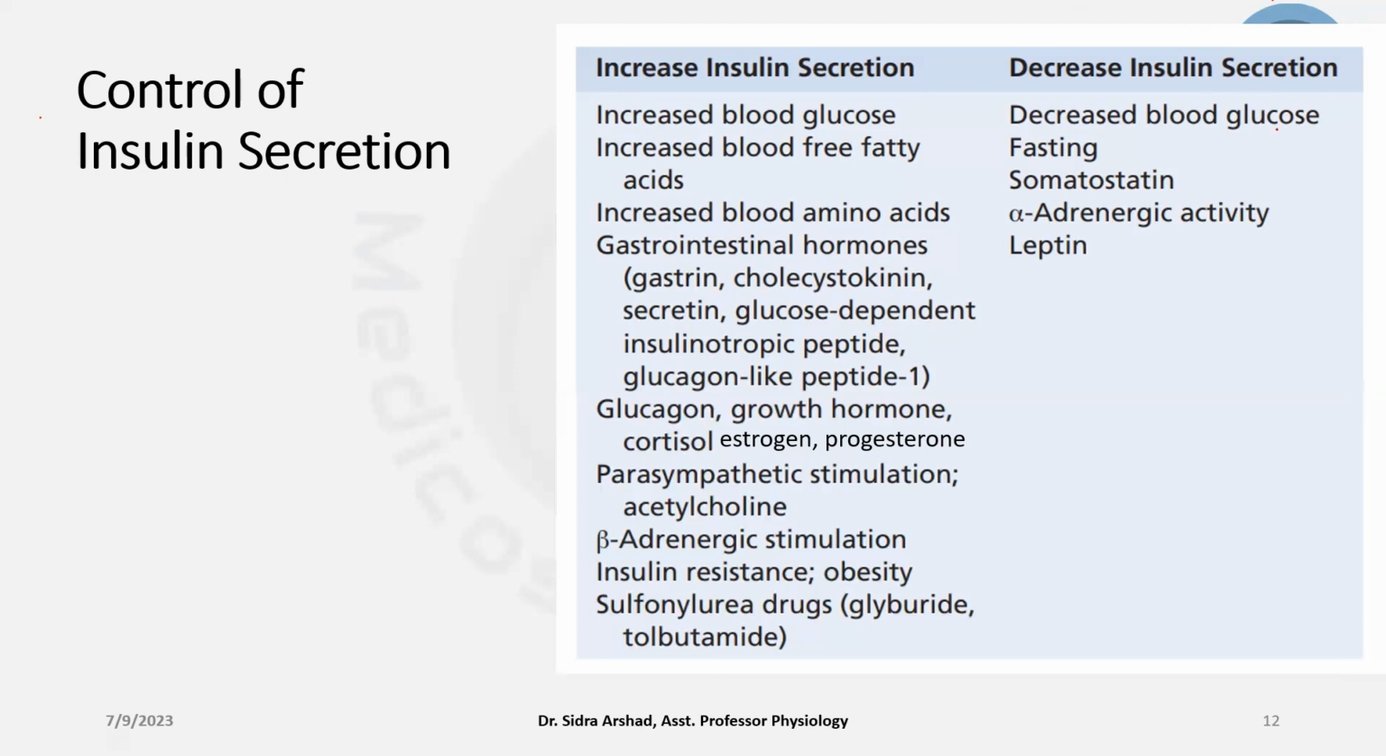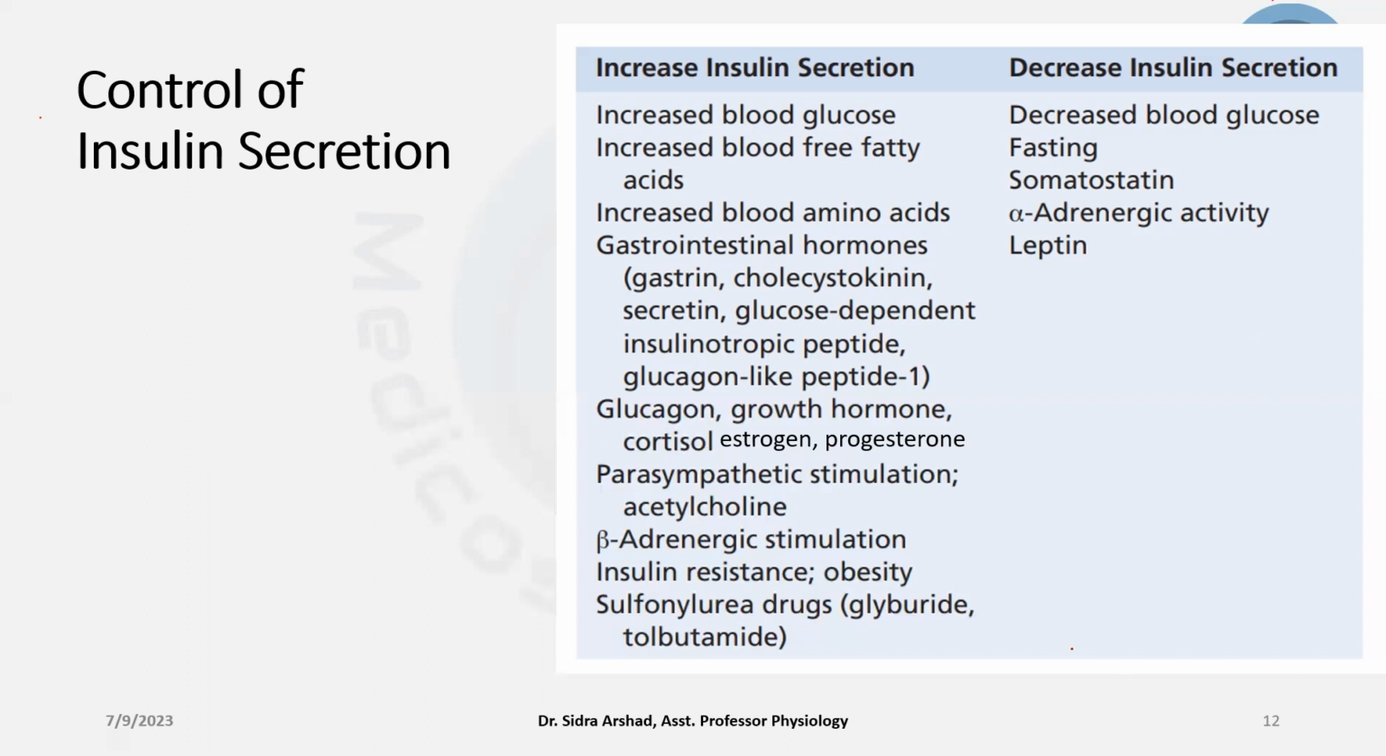Glucagon, growth hormone, cortisol, and to some extent estrogen and progesterone also stimulate the release of insulin. All of these hormones increase plasma glucose levels, which then stimulate the release of insulin from the beta cells.